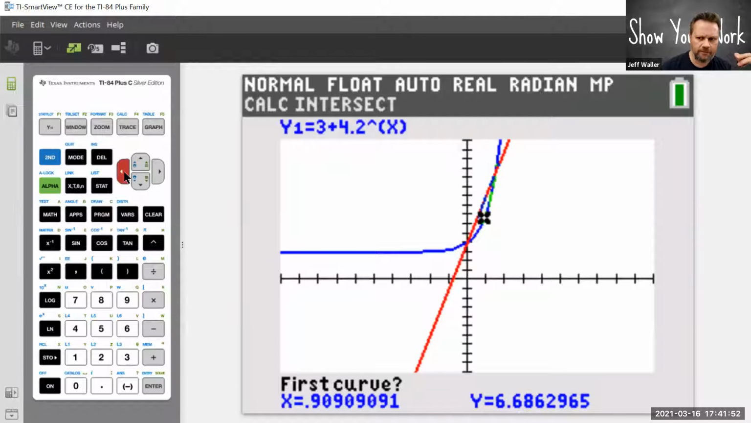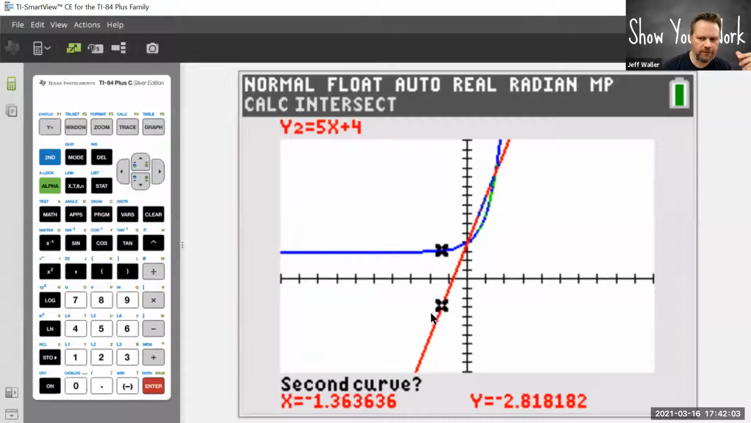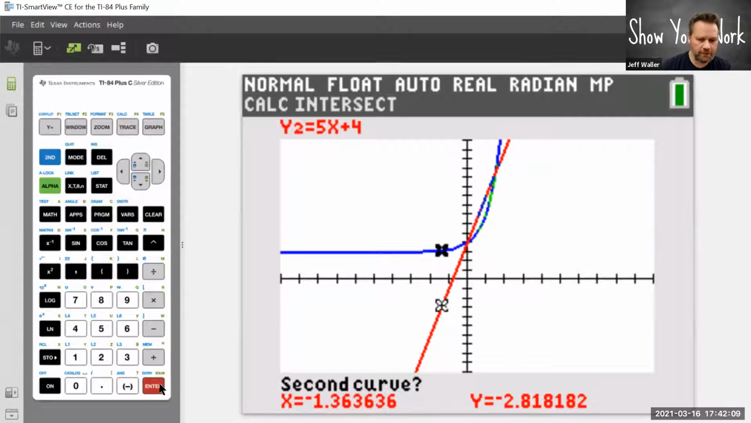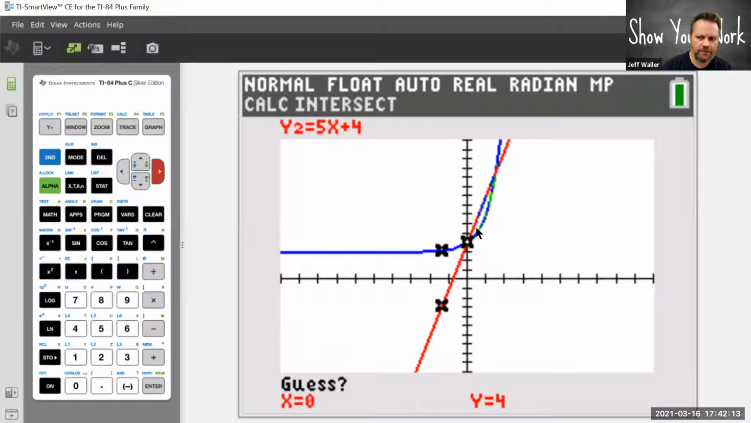Now here's the neat thing. Do you see how it's on the blue line right now? All right, so it wants the first curve. And now watch what happens when I hit enter. See how it bounces to the next curve? And so the question now is second curve. I'm like, all right, you already bounced to the second curve. I'll just hit enter. And then the last question is guess. So let's find this other one. It looks like it's going to be 0, 4. So bam, it is 0, 4.